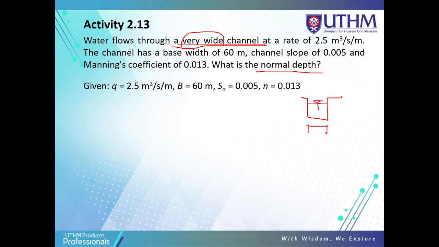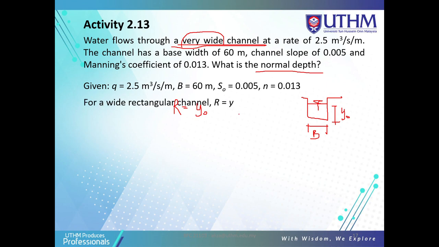This is B. To find the y naught here, if we use the very wide channel, we know that R is equal to y naught. This is the simplification for a very wide channel in a rectangular channel.